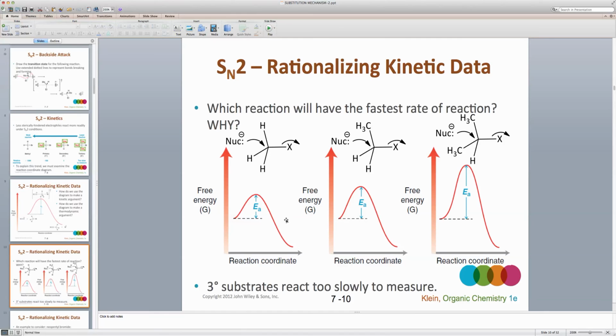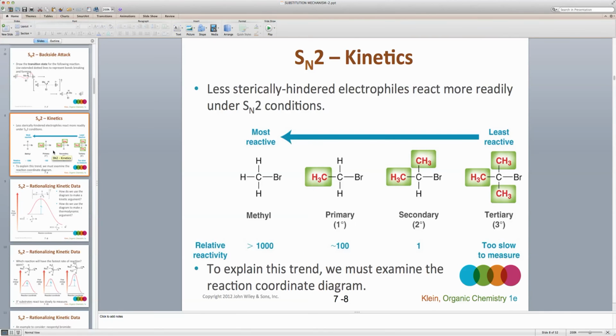If I begin to look at a methyl substrate versus a primary substrate versus a secondary substrate, notice what happens with the energy of activations. The lowest energy of activation is the least hindered substrate. And of course, as I go from methyl to primary, it increases. And as I go from primary to secondary, it increases. And tertiary substrates are so slow, we effectively say they don't occur by this mechanism. And so this allows us to rank these substrates in order of reactivity. The methyl is the most reactive to SN2, and the tertiary is the least reactive to SN2.